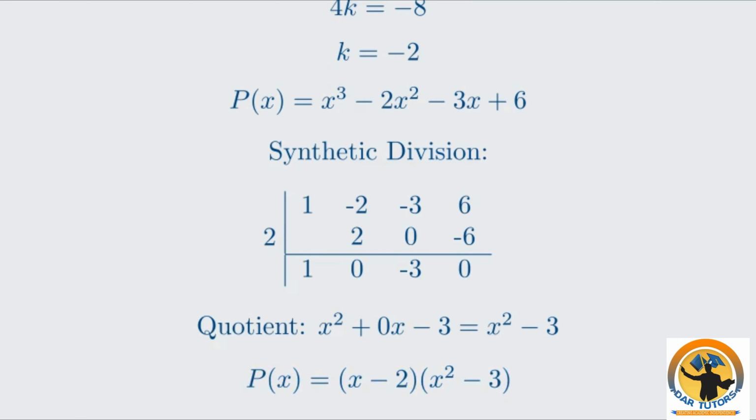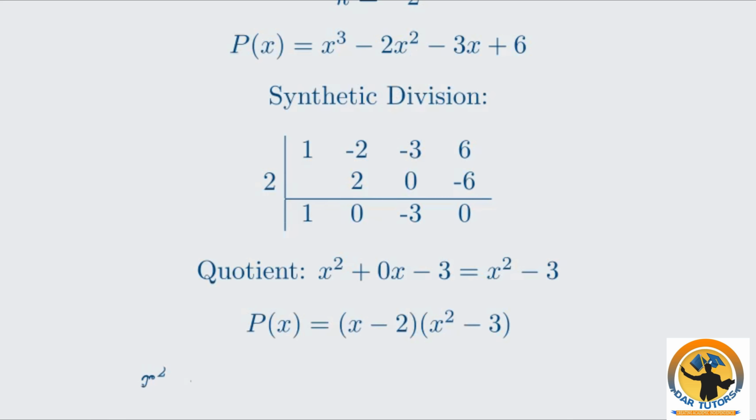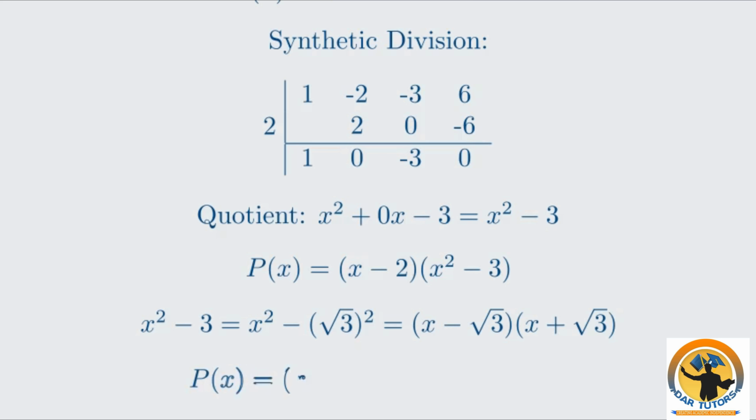We can factorize this further using the difference of squares formula. A squared minus b squared equals a minus b times a plus b. X squared minus 3 can be written as x squared minus the square root of 3 squared. This factors into x minus the square root of 3 times x plus the square root of 3. Therefore, the fully factorized form of the polynomial is x minus 2 times x minus the square root of 3 times x plus the square root of 3.